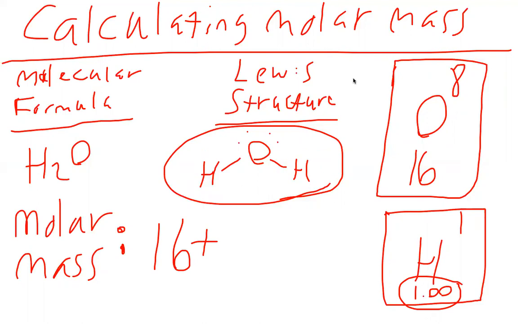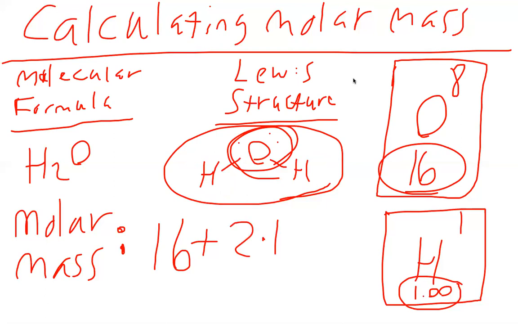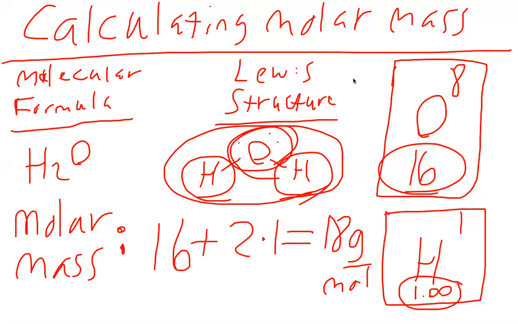So to calculate the molar mass, guys, what we do is we say 16, the molar mass of 1 oxygen atom, plus 2 times 1, which is the molar mass of the hydrogen atoms. That's going to give us 18, and our unit is grams per mole. Okay? 18 grams per mole for water. Okay, any questions about that?